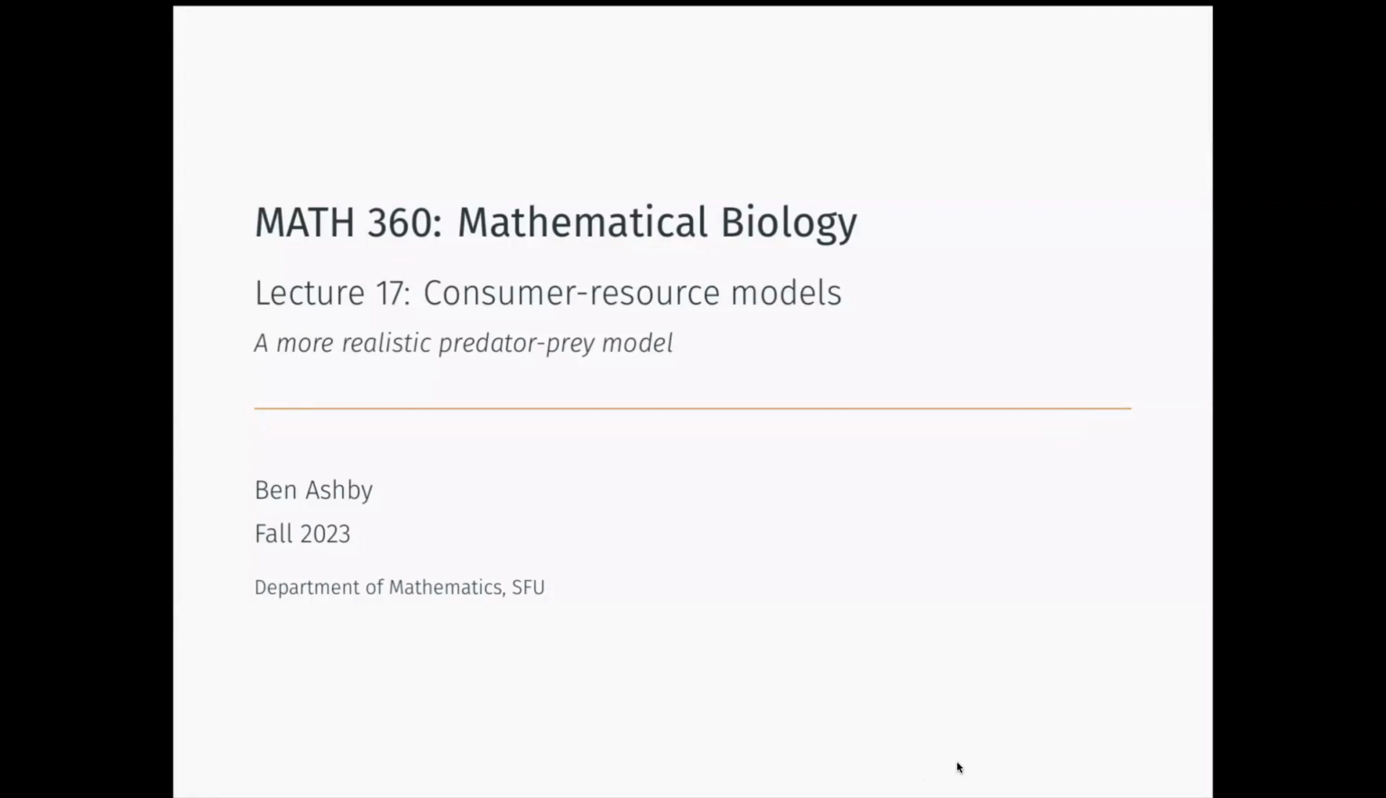Hello. Today we're going to be continuing our exploration of consumer resource models. Last time out, we learned about the Lotka-Volterra predator-prey model, and we learned about some of the issues that it has in terms of its dynamics around its non-trivial equilibrium, specifically the fact that it exhibits neutrally stable oscillations, which we'll talk about in a few minutes, which turn out to be problematic because they are structurally unstable. Today, we're going to be thinking about a more realistic predator-prey model and seeing what its dynamics are.